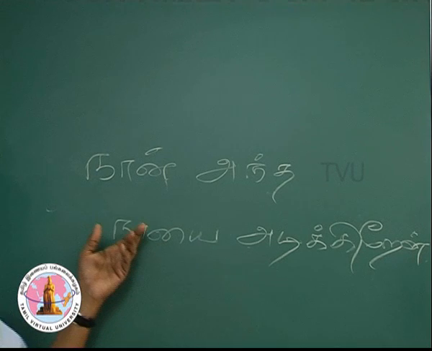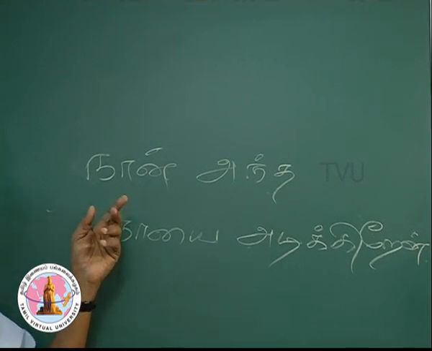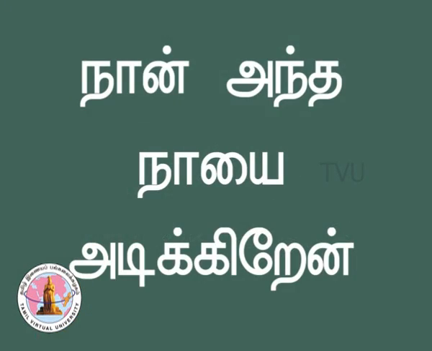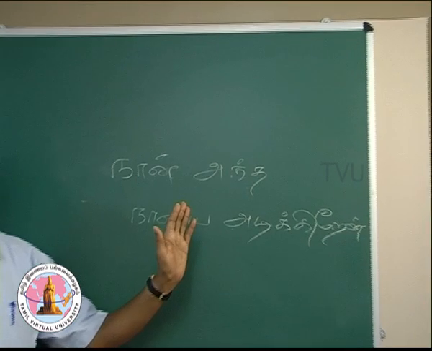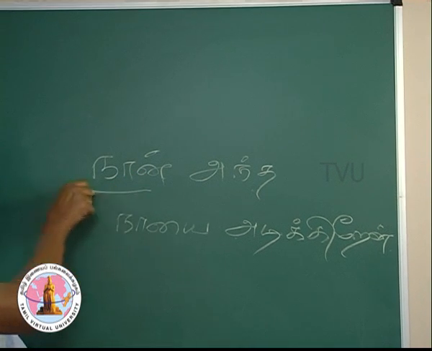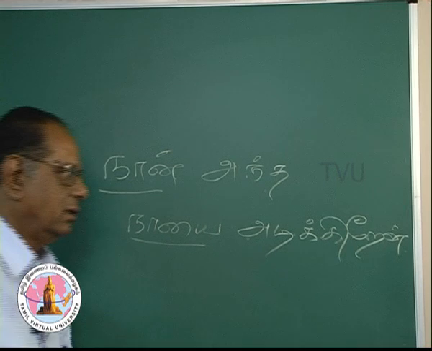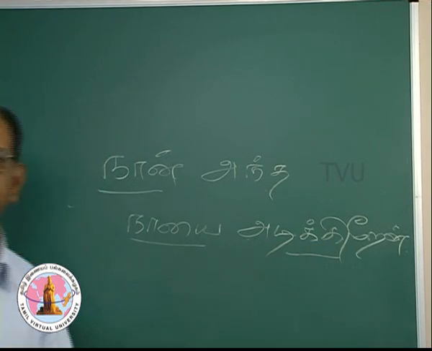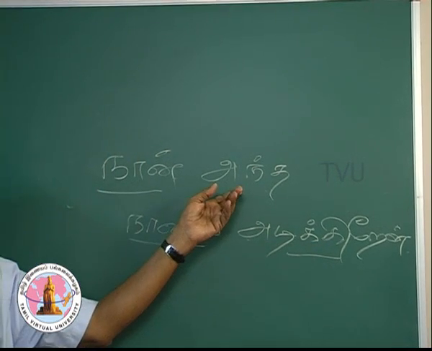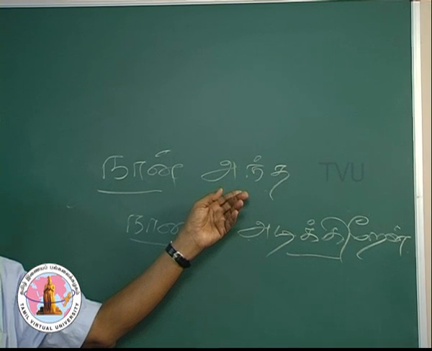This is an exercise. நான் அந்த நாயை அடிக்கிறேன். This is a complete sentence. It has a subject, it has an object, there is a finite verb, and there is also an adjective.